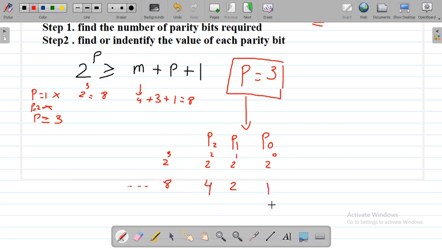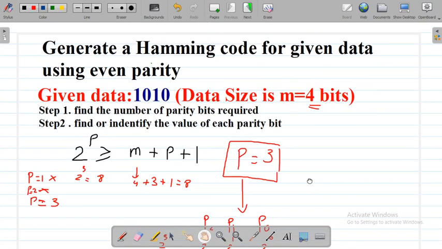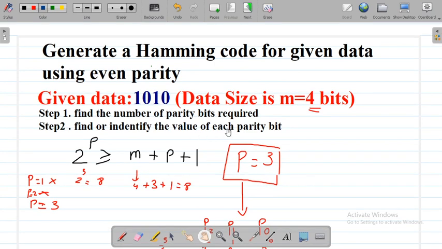But since there are 3 parity bits, they will be inserted at position number 1, 2 and 4, and our Hamming code size will be 7 bits. Why 7 bits? Because 4 data bits plus 3 parity bits. So my Hamming code size will be 7 bits. In those 7 bits, at position number 1, 2 and 4, my 3 parity bits will be inserted. Now the next step is we have to find the value of each parity bit.